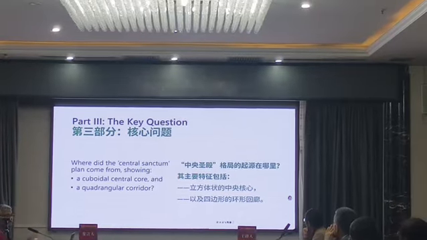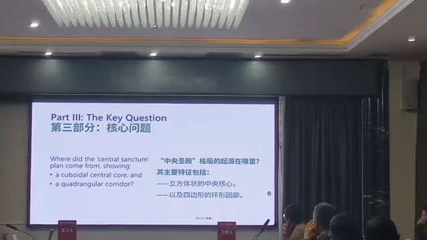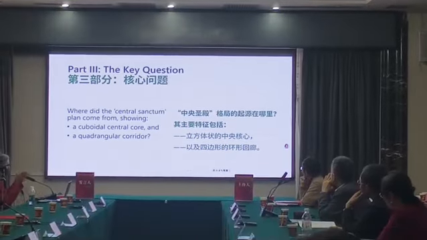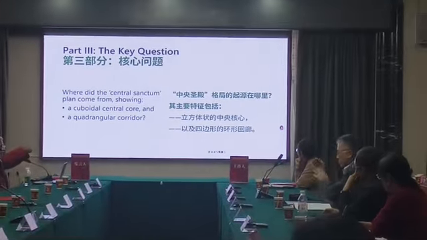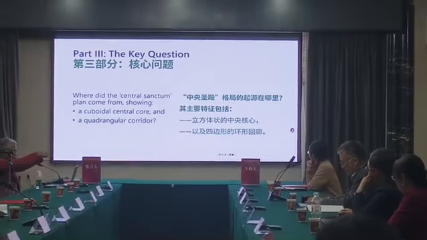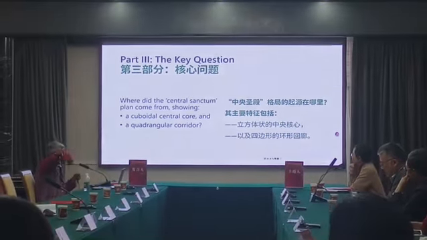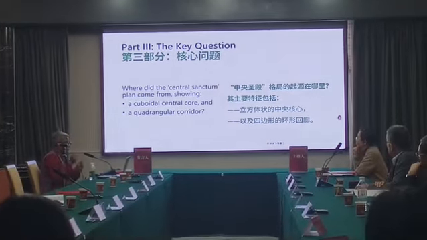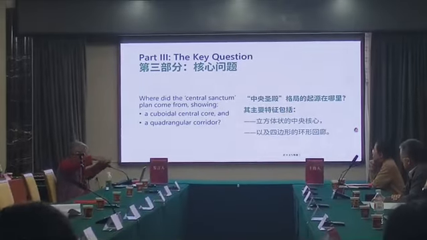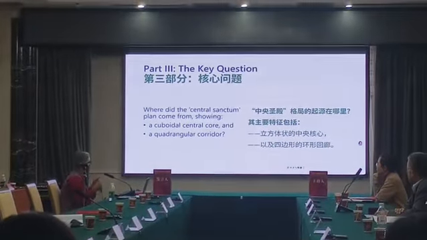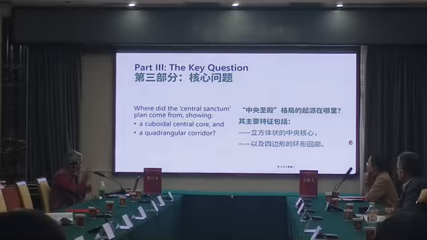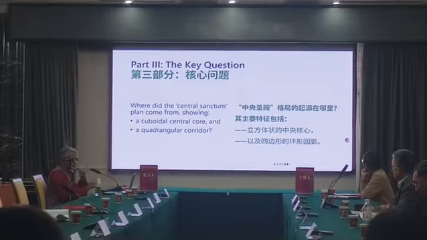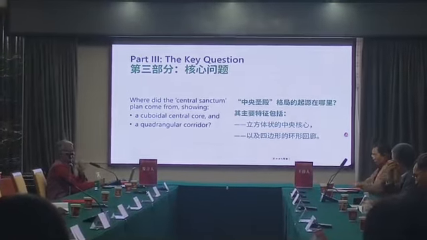Now, these plans throw up a question. Where did this sanctum plan come from, which has a cuboidal central core? By cuboidal I mean like a cube in the center. It's not a stupa, it's not round, but cuboidal. And then a quadrangular pradakshina path. It's not a circular ambulatory, but a quadrangular, square path. These two points are to be noted because they are very much characteristic of these 6th century caves, because they never existed before, and they were never there later on either.